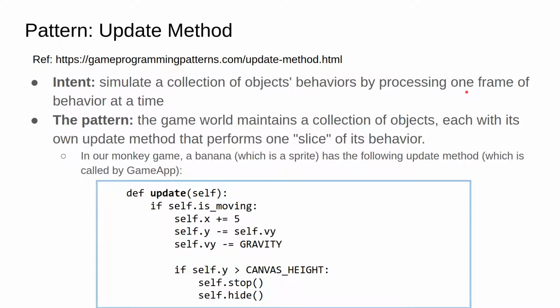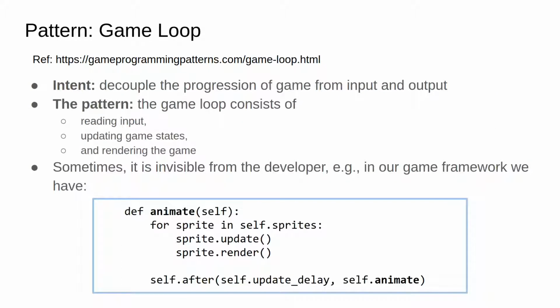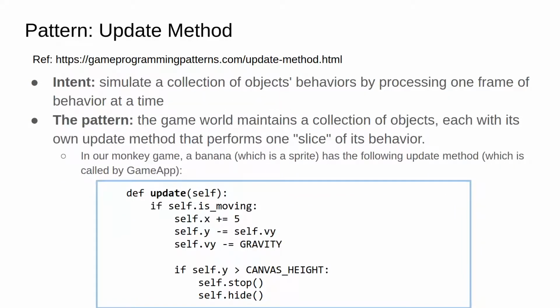You do not try to compute the trajectory of the banana from the beginning, but we're not gonna do that. We'll just simulate just one step of its behavior. Okay, by putting this update method pattern together with the game loop, you have a way to structure your game pretty nicely into this update and the main game loop. Okay, so this is the pattern that we have already used.